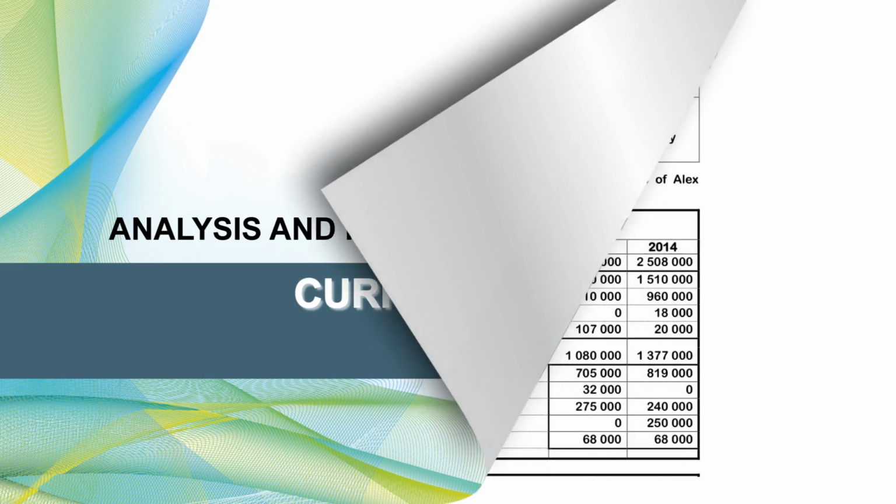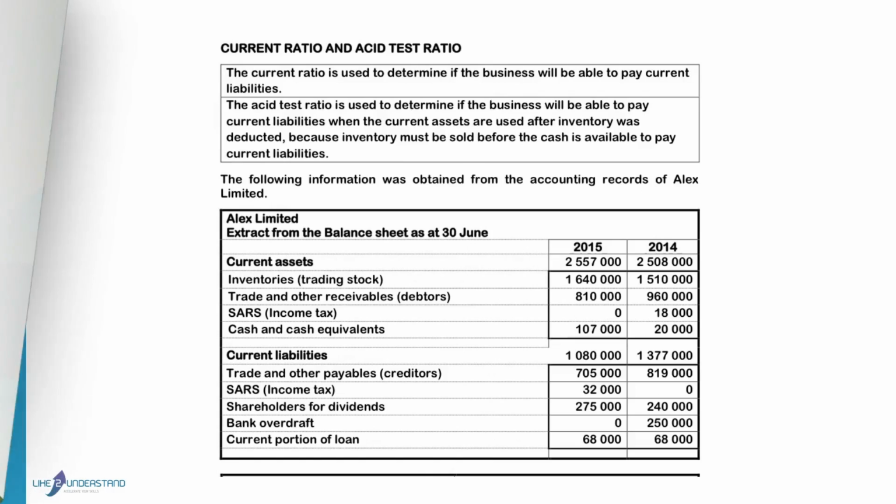Good morning. We will pay attention to analysis and interpretation today. First of all, we will pay attention to the current ratio and the asset test ratio. We will determine why it's very important to calculate these ratios and what the business will do with this information when it is available. If we look at the current ratio, we will determine if the business will be able to pay their current liabilities with the money that is available.